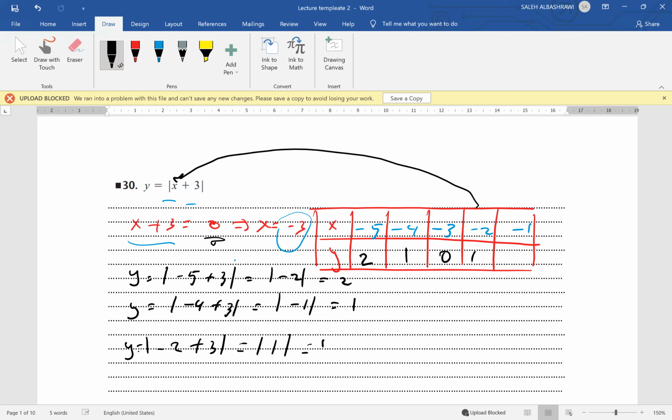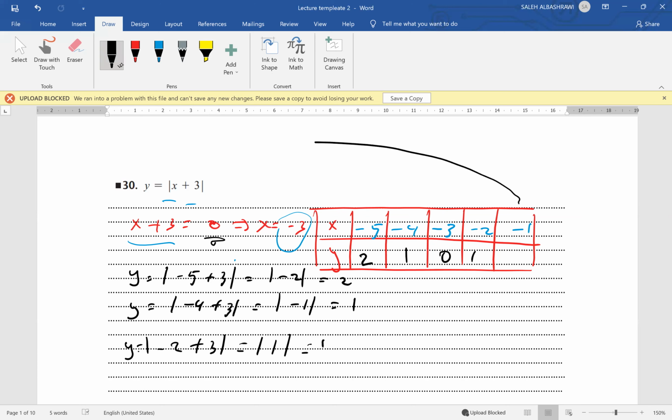If it is minus 1, then y equal to minus 1 plus 3. That will be absolute value of 2, which is equal to 2. So for the graph of this absolute value, I have at minus 3 the vertex of the graph.